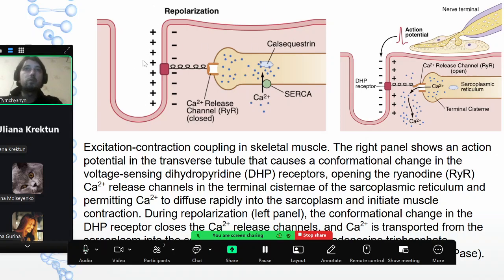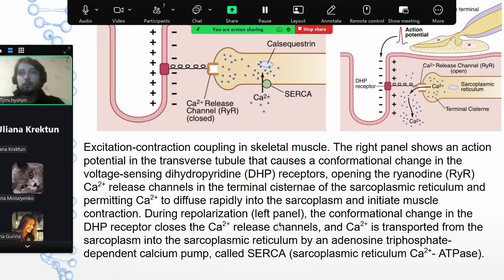When it's time for the repolarization, the ryanodine channels are closed, so they just close, and now a special protein works to pump all the calcium ions back into the sarcoplasmic reticulum. Good. Anything else I have? Yes, SERCA, that's an adenosine triphosphate dependent calcium pump.